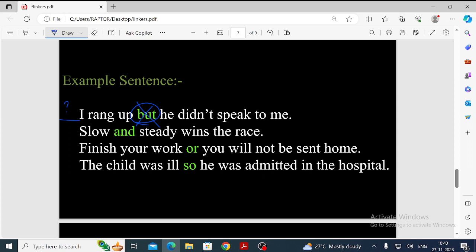I'll give you the options: as, since, though. As I rang up, he did not speak to me. Or since I rang up, he did not speak to me. Or though I rang up, he did not speak to me. What is it? Contrary to what we have discussed.